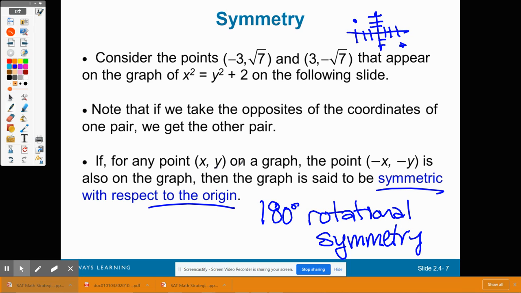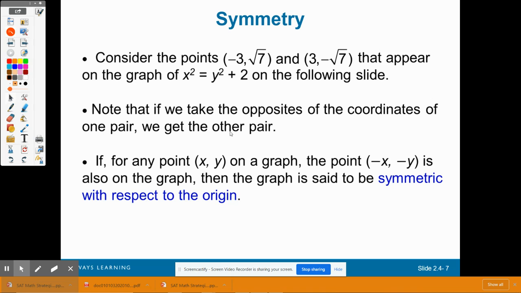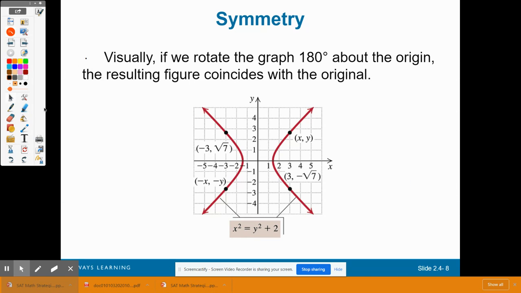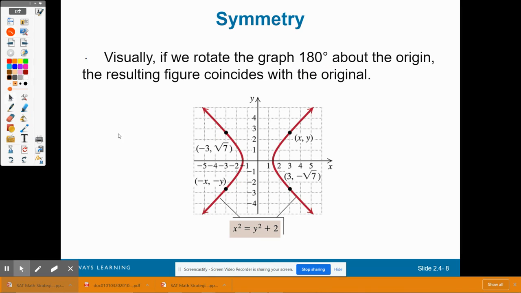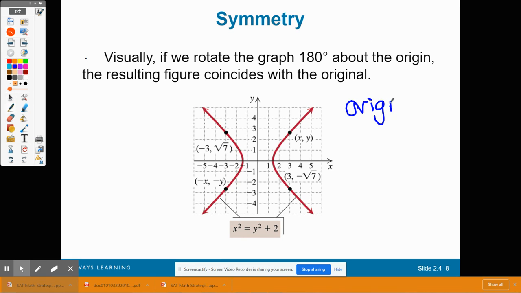That happens if both the x and the y are opposite of each other. So this particular graph has what we call origin symmetry, or 180 rotational, and (x, y) is here and (negative x, negative y) is here. This point actually goes with this point. This point here at 2, a little bit more than 1, goes with negative 2, a little bit more than negative 1. So that is origin symmetry. And we call these odd functions.